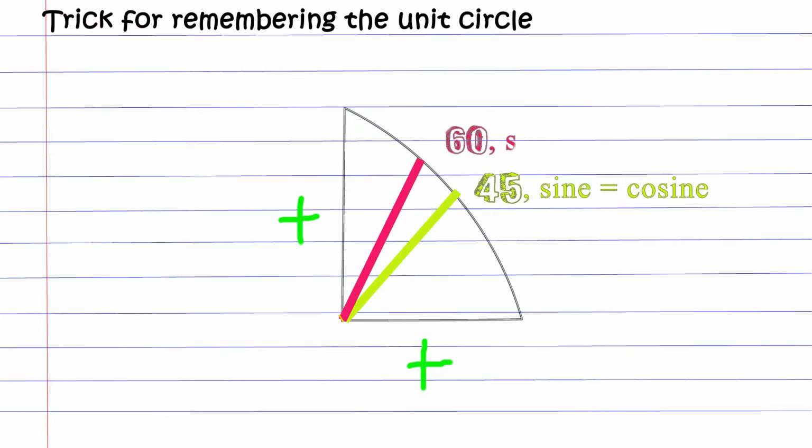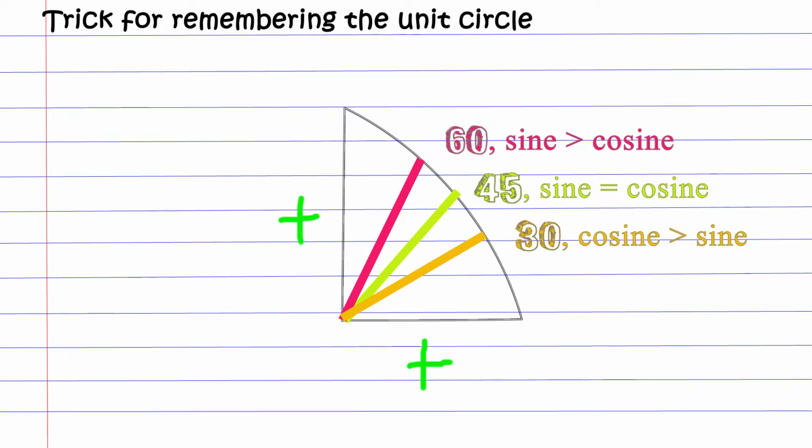Draw this line 15 degrees above the halfway line. Here, y is more than x, so sine is more than cosine. Draw this line 15 degrees below the halfway line. Here, cosine is more than sine since x is greater than y here.